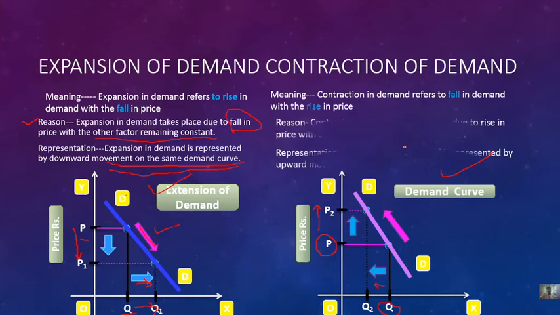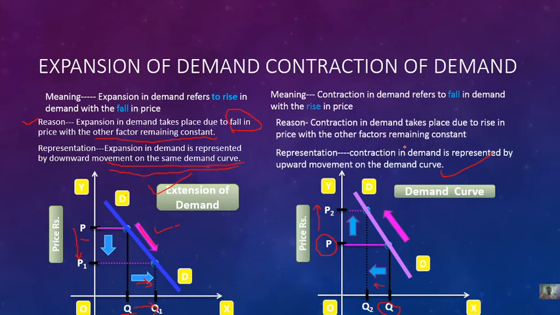Next, contraction in demand, the inverse. Contraction in demand refers to a fall in demand with the rise in price. This arrow shows there is a fall in demand from Q to Q2 because of a rise in price from P to P2. The reason why there is contraction in demand: contraction in demand takes place due to a rise in the price.